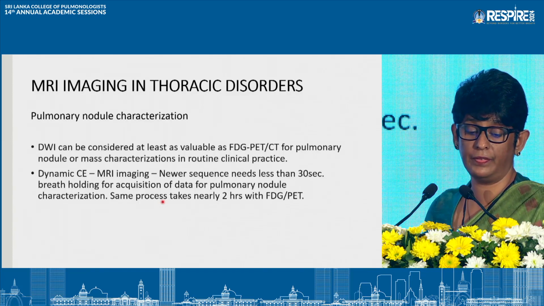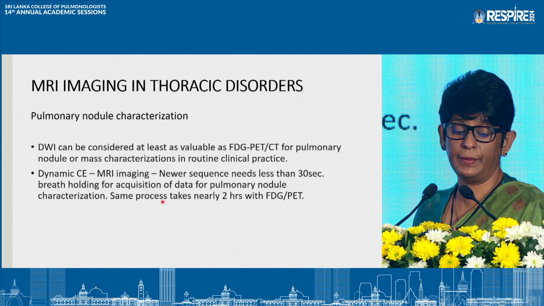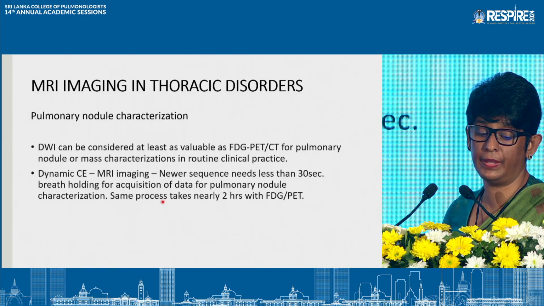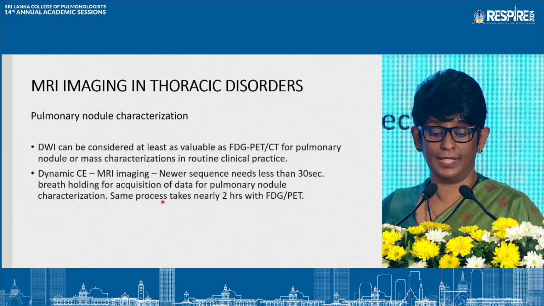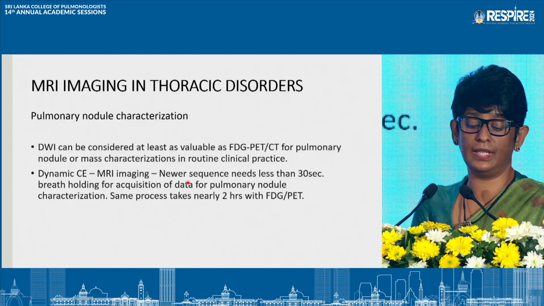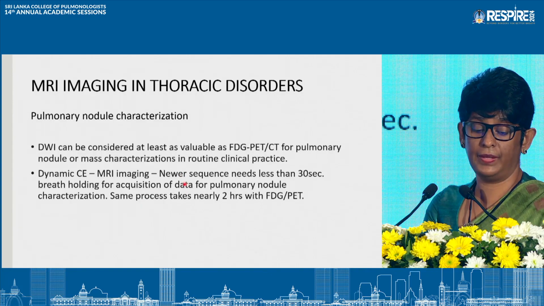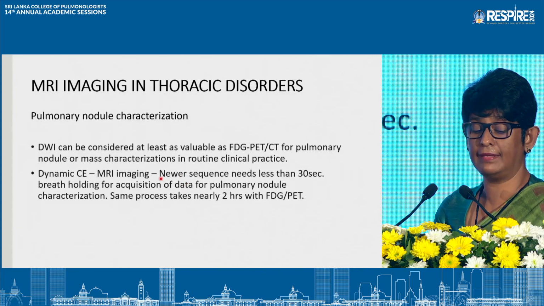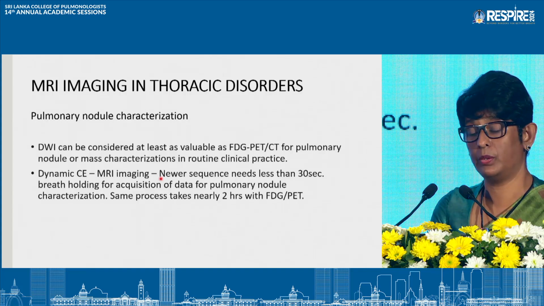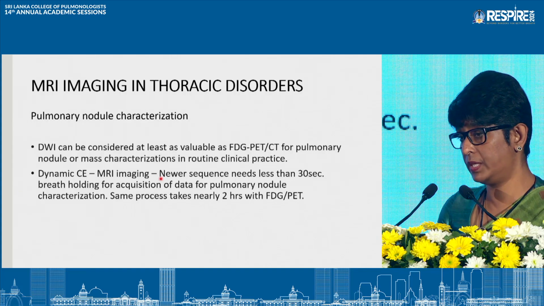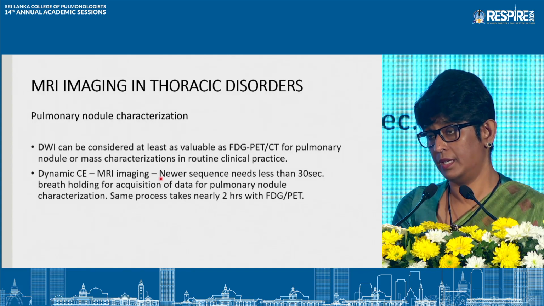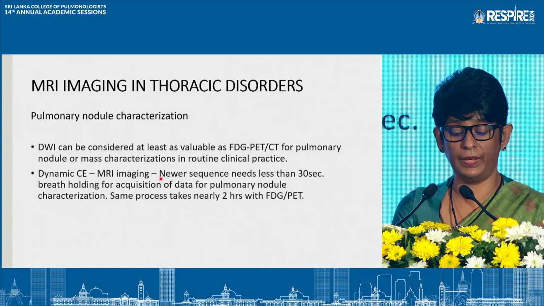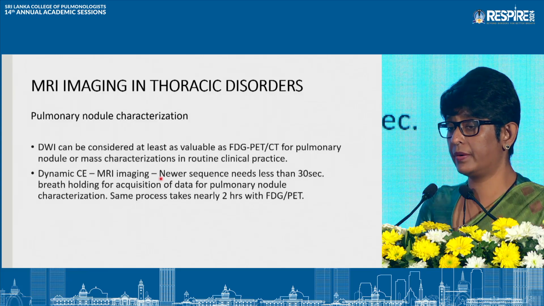DW imaging or diffusion weighted imaging and dynamic contrast enhanced MRI can be used for pulmonary nodule characterization. It has been found that sequences with dynamic contrast imaging need less than 30 seconds per breath hold for characterization of the nodule, whereas the same amount of data obtained with PET FDG would take around 2 hours.